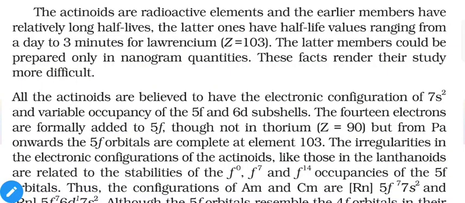So actinoids are radioactive elements, and earlier members have relatively long half-lives. The later ones have half-life values ranging from a day to 3 minutes for lawrencium. So the later members could be prepared only in nanogram quantities. Reason, simple thing: they are radioactive and they have very short half-life.